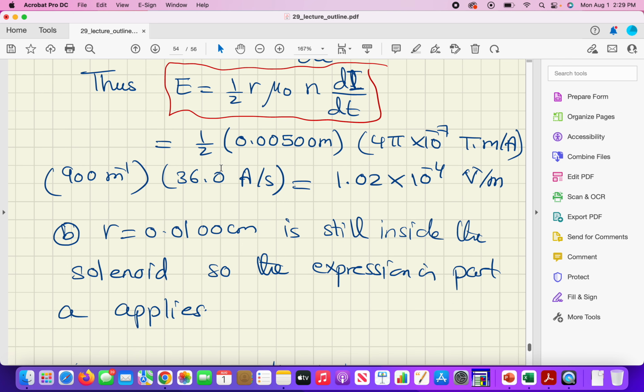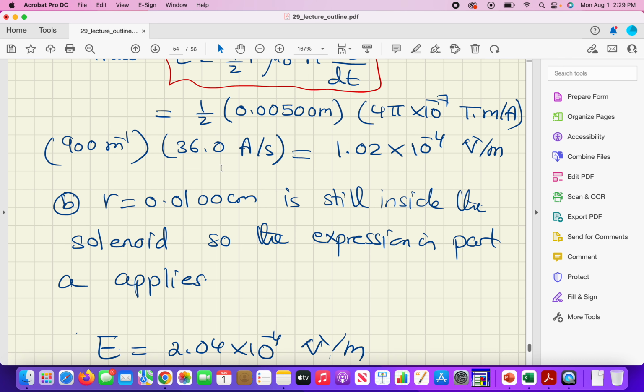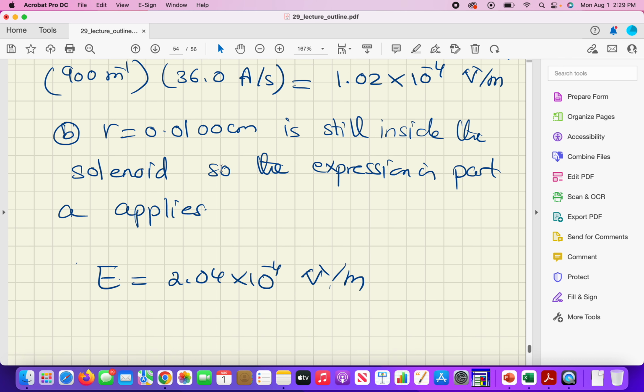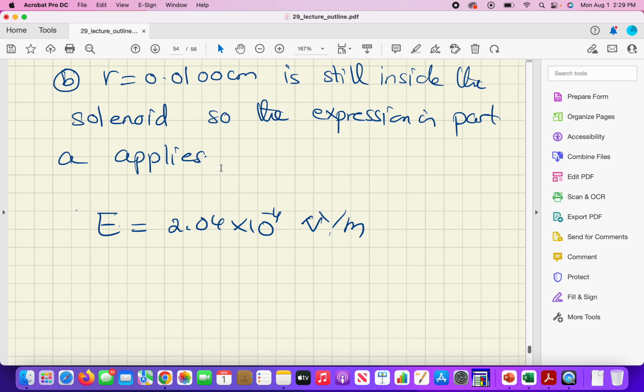We can repeat that calculation for part B, where r is 1 centimeter, and we are still inside the solenoid, so the expression applies, and then we calculate E equals 2.04 times 10 to the negative 4 volts per meter.